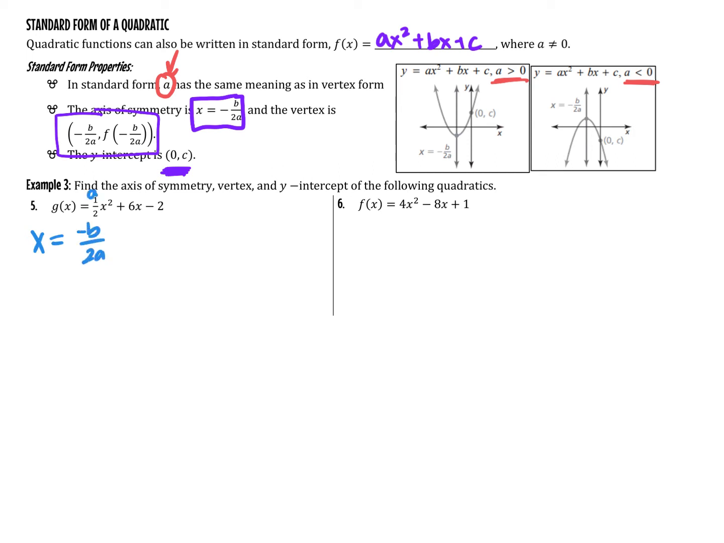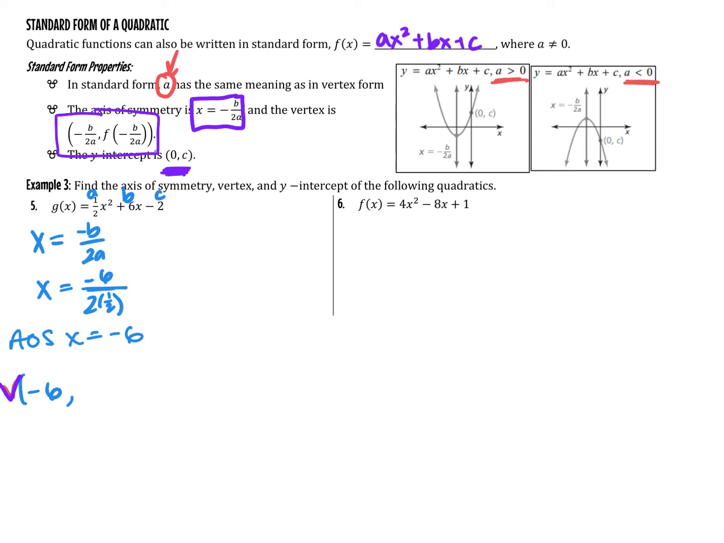Well, a in this case is 1/2, b is 6, and c is -2. So if we take the opposite of b, that's going to be -6 over 2 times a, and a is 1/2. Now, don't get scared with the fraction and the fraction. The denominator is just half of 2, which is 1. So the axis of symmetry is just x equals -6, which means we also just found the x value of the vertex.